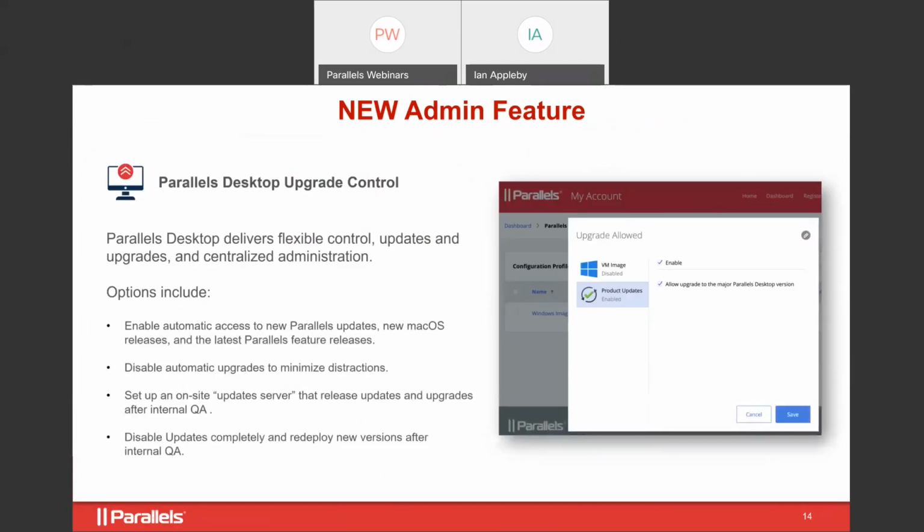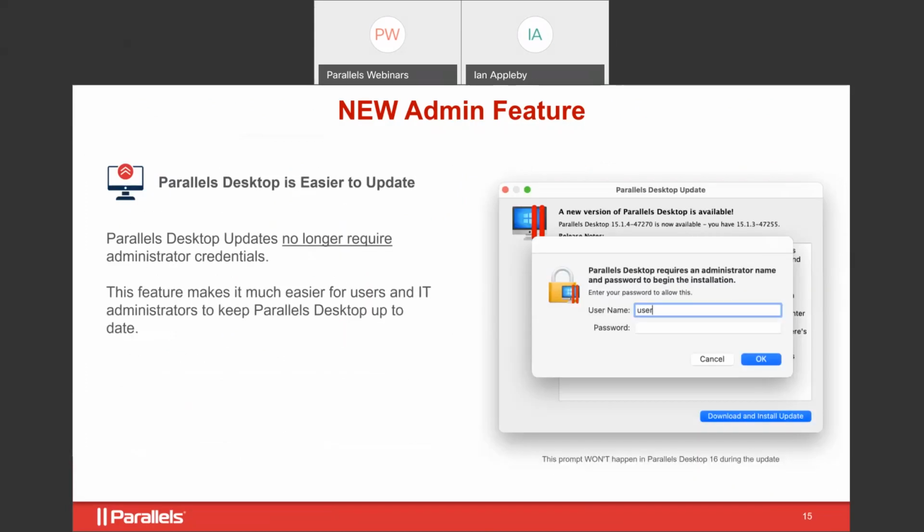Now, from a point of view of upgrades, we now allow you either to allow automatic Parallels updates or to disable automatic upgrades, and for you to be able to do that whenever you want. But if you allow the automatic access, then you don't need to put an admin password in every time this happens. It can save you time, or you can block it from happening. We give you the choice. And it's easier to update, so you don't need admin credentials to update Parallels Desktop.